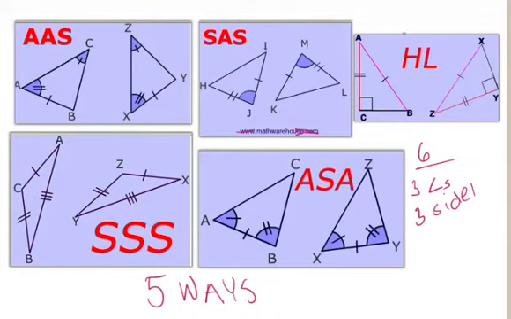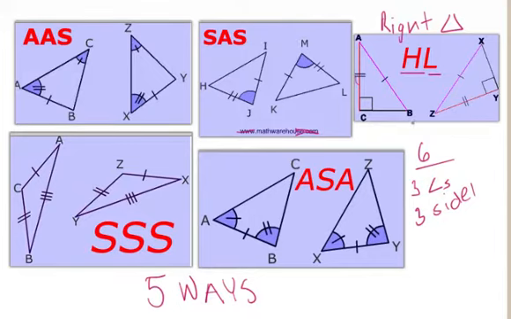HL is a special one. We don't use it a lot. This one only works with right triangles. The reason why is because H stands for hypotenuse and L for leg. So if we have a triangle that has a 90-degree angle, as long as the hypotenuse is congruent and a leg is congruent, we know that this triangle will be congruent. That's our HL, so a special one.